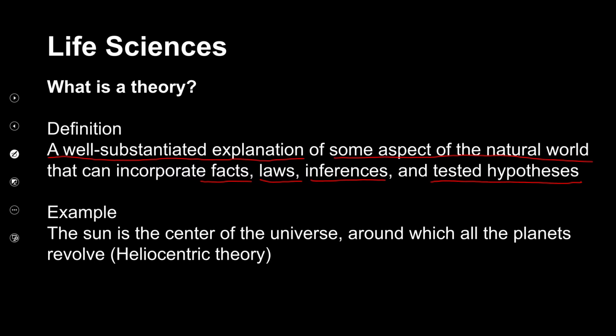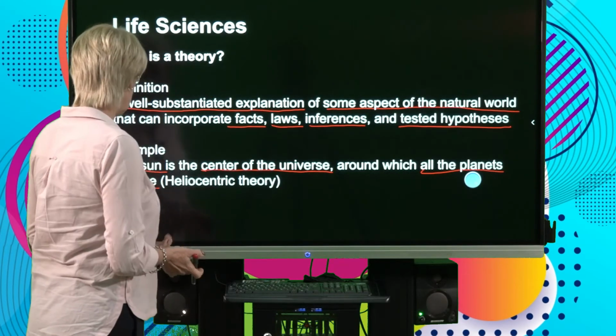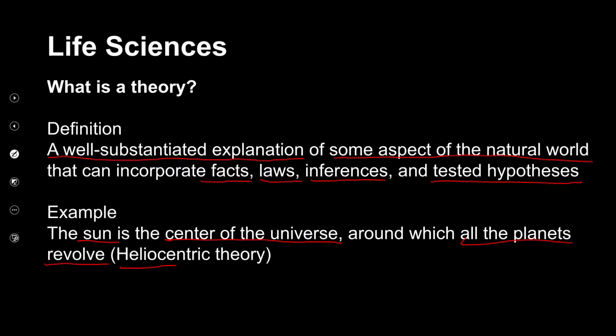All right, so let's have a look at an example. We know, or we say, and we accept it as fact, that the sun is the center of the universe. So everything revolves around the sun. All the planets, including Earth, would revolve around the sun. We don't question it, we accept it as a theory. It's known as the heliocentric theory. Helio means sun, and centric obviously means the middle. It is an accepted explanation because it has facts, laws, inferences, and tested hypotheses that back it up.